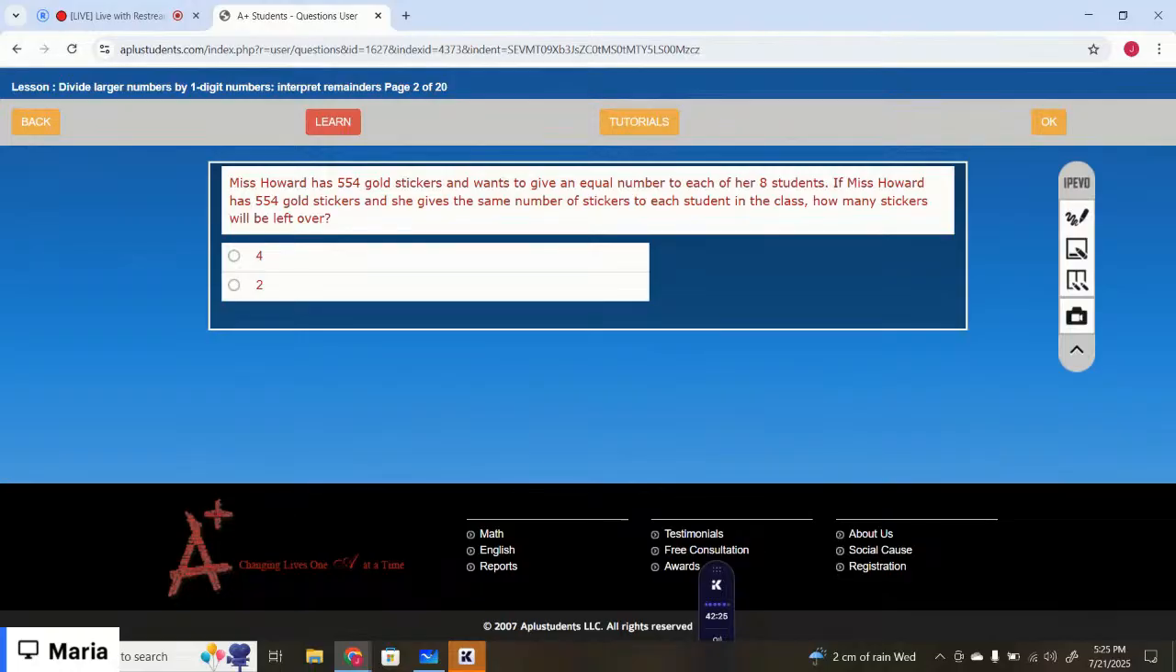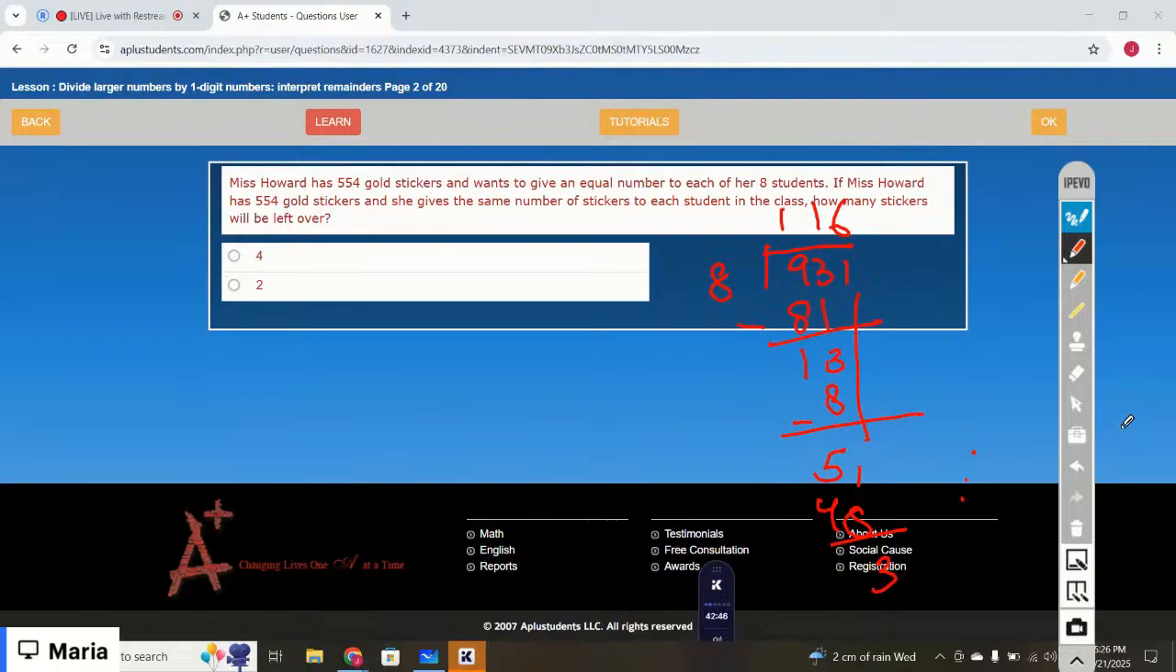Miss Howard has 554 gold stickers and wants to give an equal number to each of her 8 students. If she gives the same number of stickers to each student in the class, how many stickers will be leftover? Let's just divide 554 by 8.